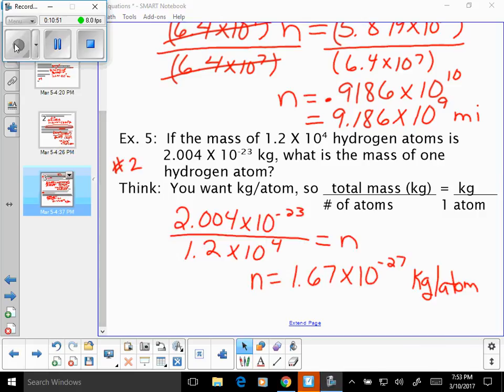Okay, look it over. How'd you do? Did you get that negative 27? Because remember, when we subtract the exponents, we're going to have negative 23 minus 4. Subtraction means to add the opposite. So we're going to get negative 23 plus negative 4. And that concludes lesson 7.5, or chapter 7.5.